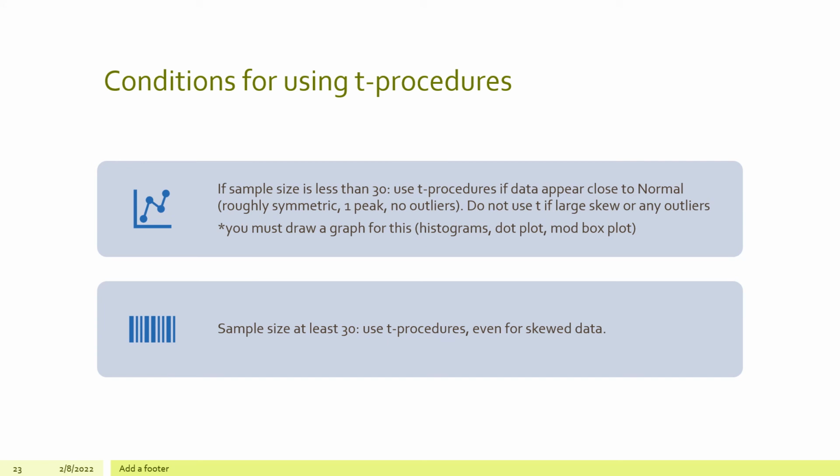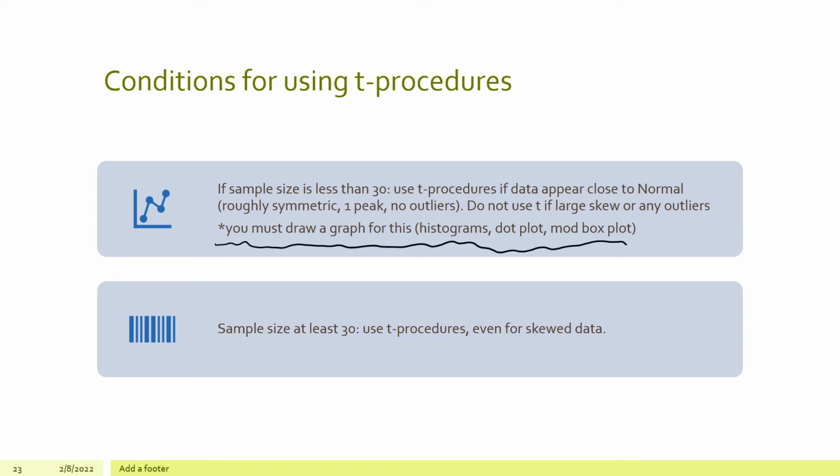So here it is, kind of summing up. Conditions for using t-procedures: if the sample size is less than 30, use t-procedures if the data appear close to normal. Let's define that. Close to normal means I'm looking at roughly symmetrical, I'm seeing one main peak, and I'm not seeing a lot of outliers. Do not use the t. So do not use any sort of t-score or a critical value for a t if there's a large skew or any outliers.